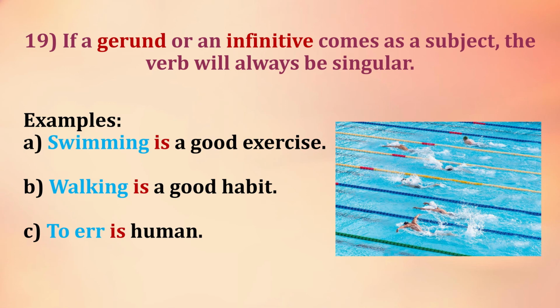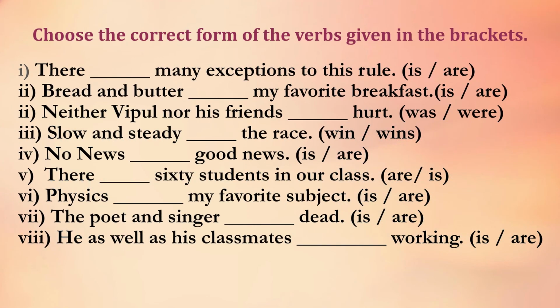So the words swimming and walking are gerunds. Third is to err is human. Here it is an infinitive. It means it is normal for people to make mistakes. Now it is time for the quiz. Pause the video and complete this exercise.